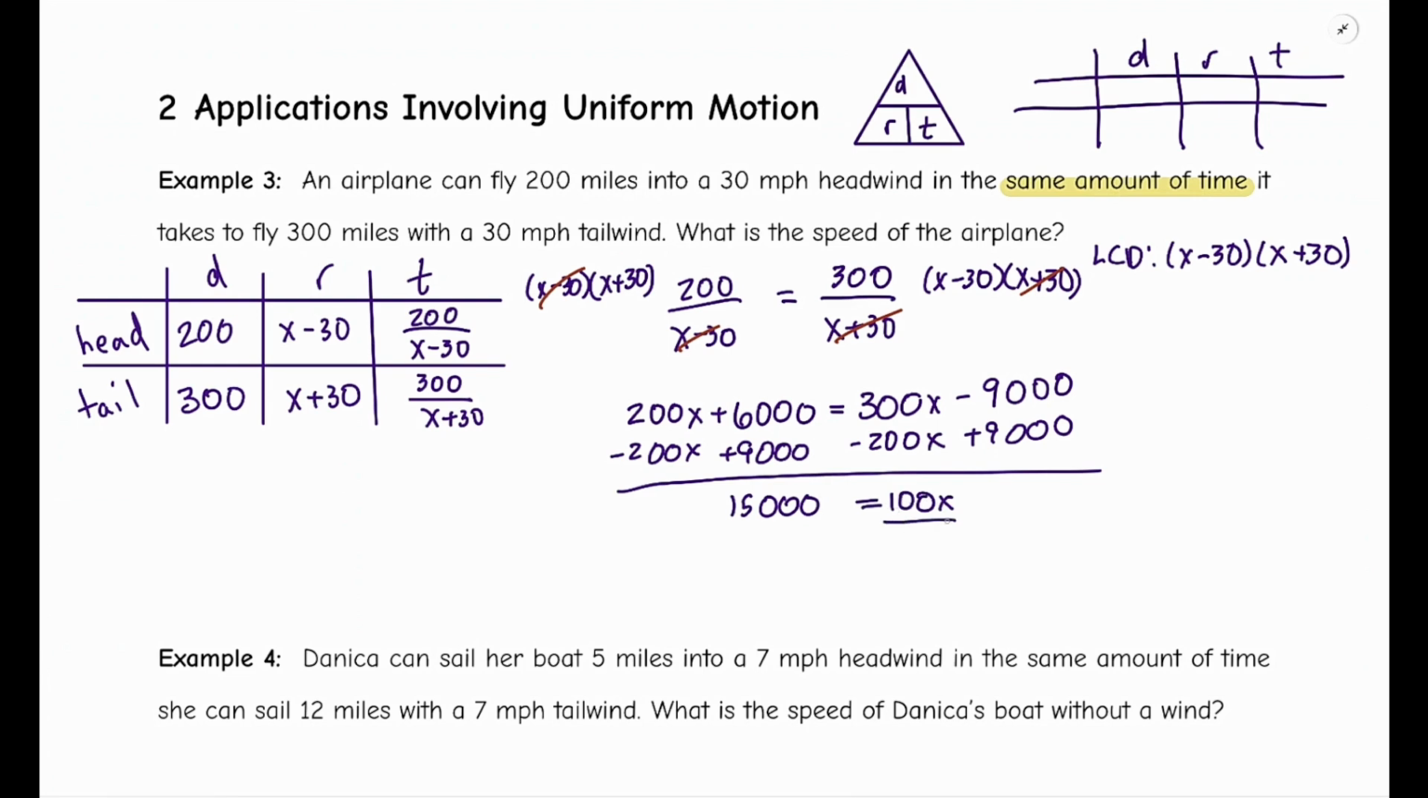Divide by 100. You get 150 equals x. So the speed of the airplane was 150 miles per hour.